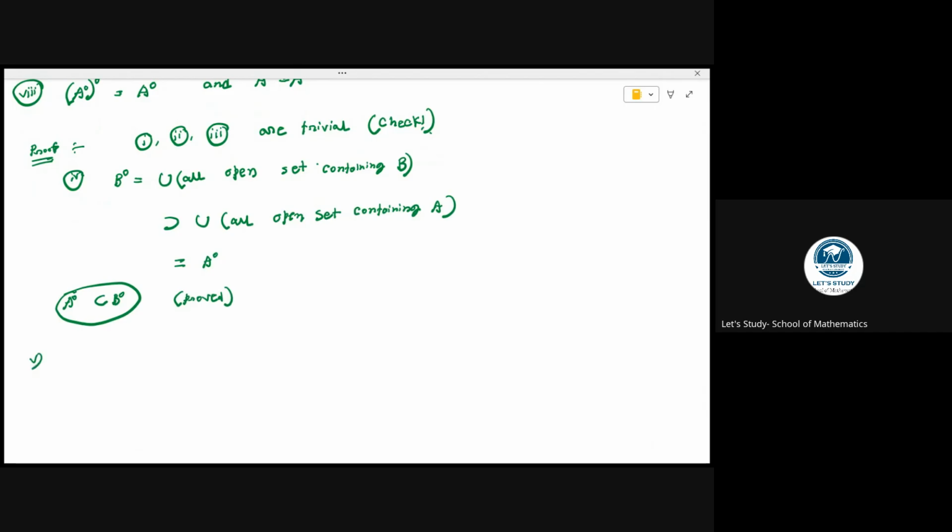So 5 is similar to 4. Here we used the union, and you guys can use the intersection there. It's basic. So what are we left to check?